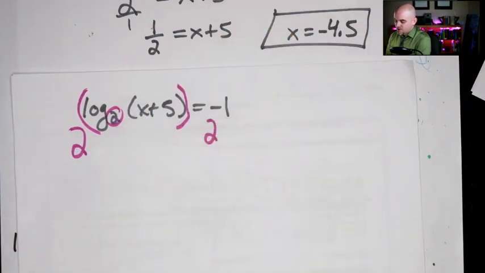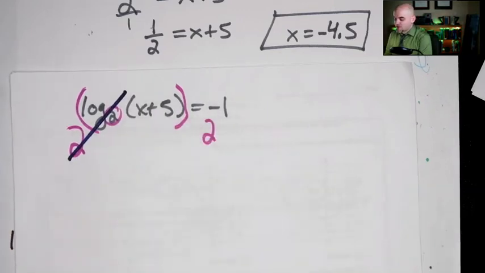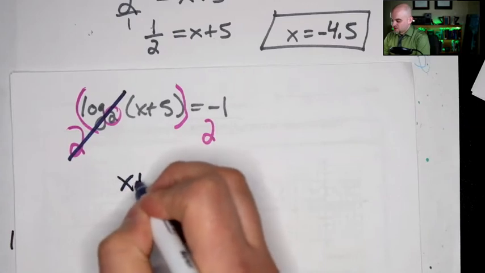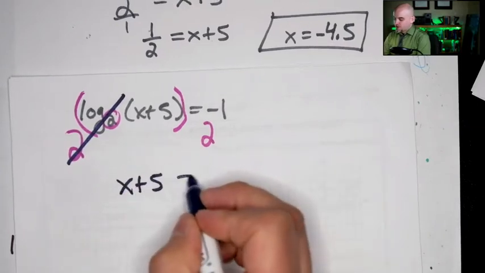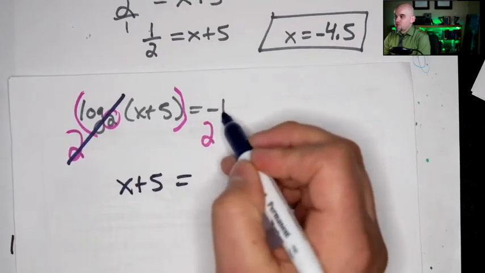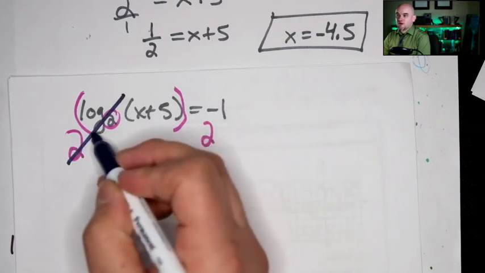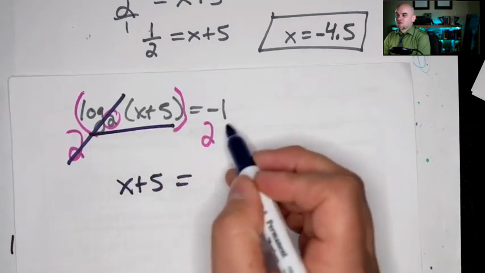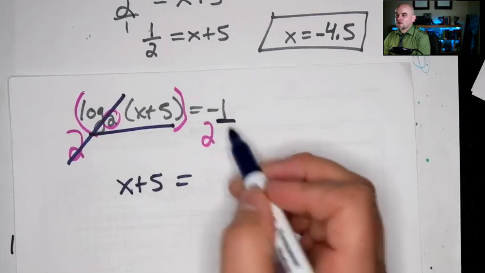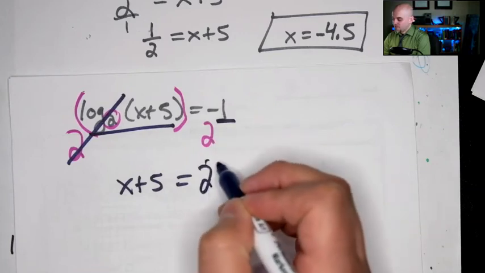Since these are inverses to one another, log base 2 and 2 to the x, they cancel one another out. It's like saying multiply by 5 and divide it by 5. They would cancel out. These cancel each other out, and I'm left with just x plus 5. On the right side, though, because I did it to the left side, I said 2 raised to everything there. I'm going to say 2 raised to everything right here. In this case, it's 2 to the negative 1.